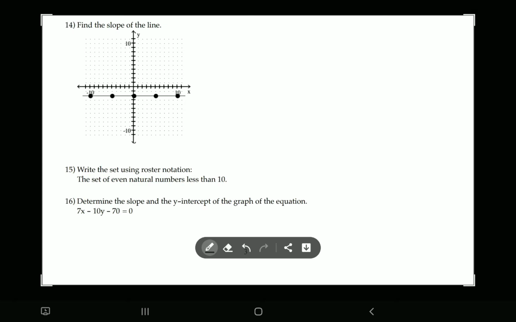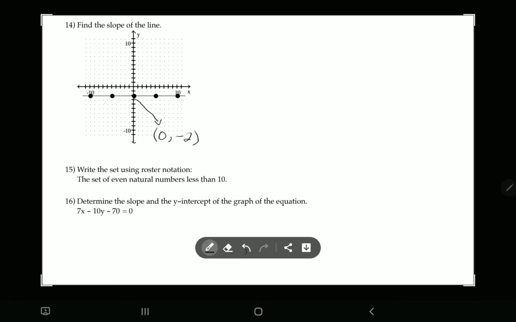14. Find the slope of this line. For you to find the slope of the line, if you graph it or if you have the coordinates, you need at least two sets of points. We have several points on this graph. I'm going to take the two easiest points that I see. I see this point right here. That is the point (0, -2).